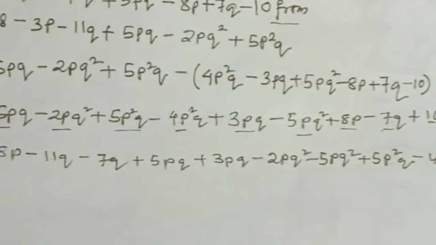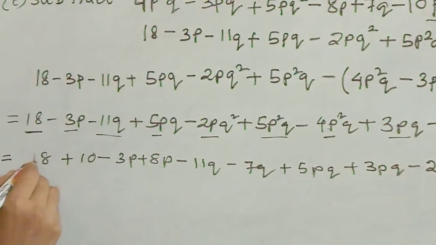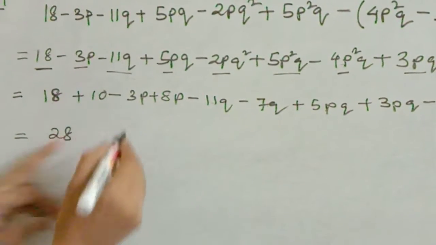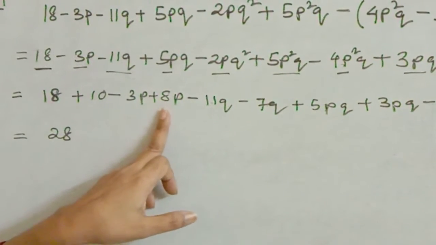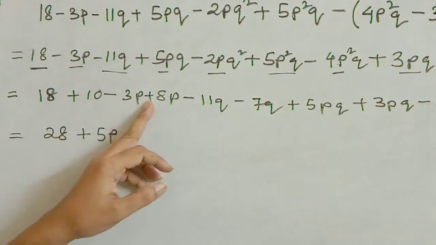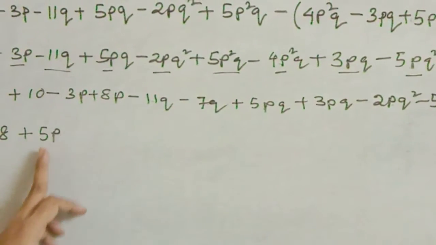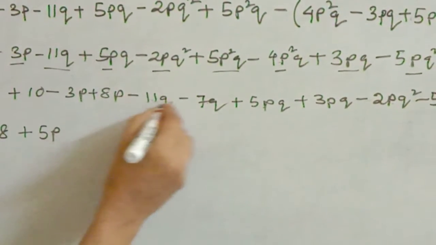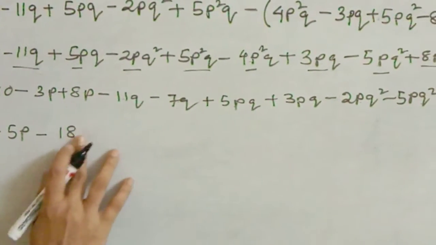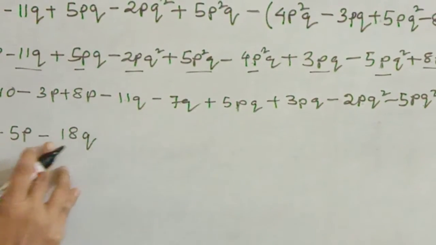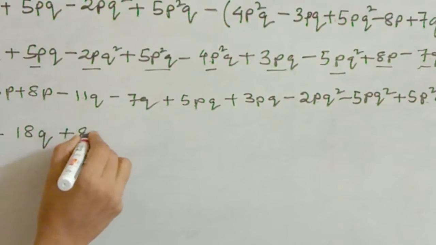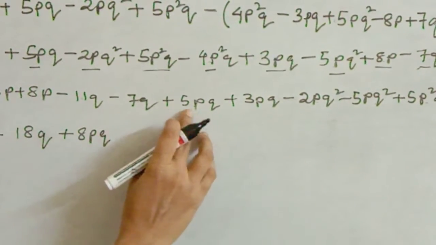Now according to the like terms, as we have arranged them: plus 18 plus 10, that means plus 28. Minus 3p plus 8p: you need to do the subtraction because the signs are different, and the larger number's sign will come, so plus 5p. Then both signs are the same, so you add 11q and 7q to get 18q, and minus is in front, so minus 18q. Plus 5pq plus 3pq is plus 8pq.